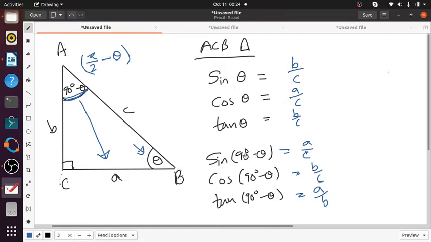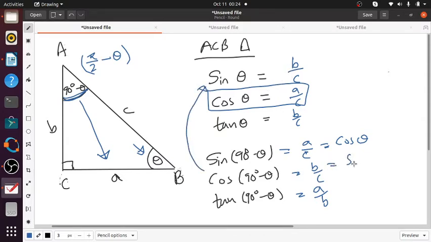If you take sin of 90 minus theta, this ratio A over C is equal to cos theta here, right? So we can write this as cos theta. Cos of 90 minus theta is equal to B over C. Now where is B over C? B over C is here. B over C is equal to sin theta.